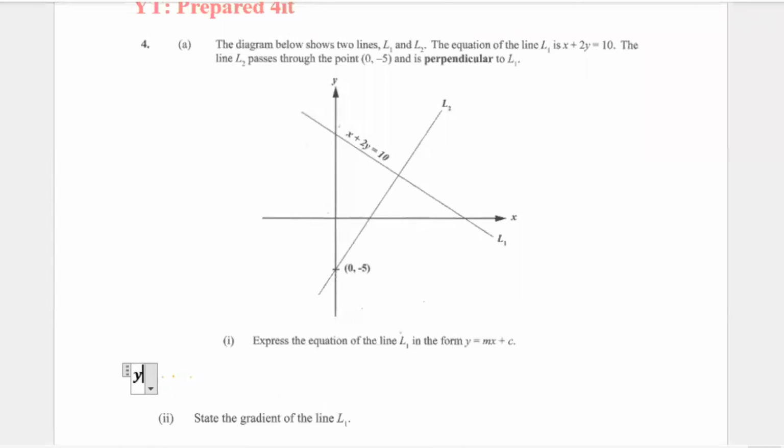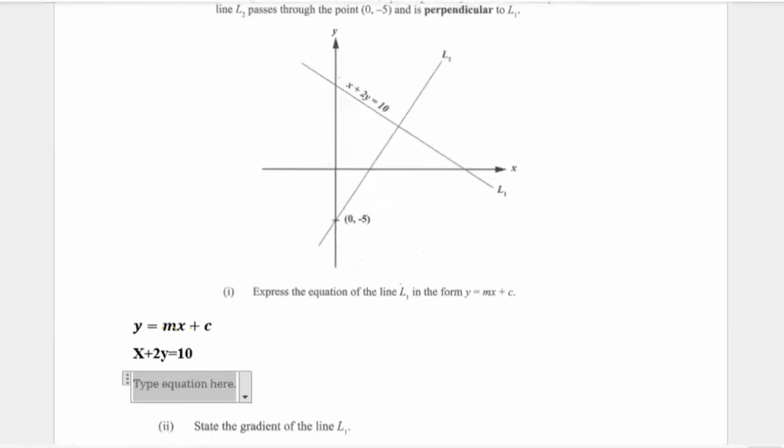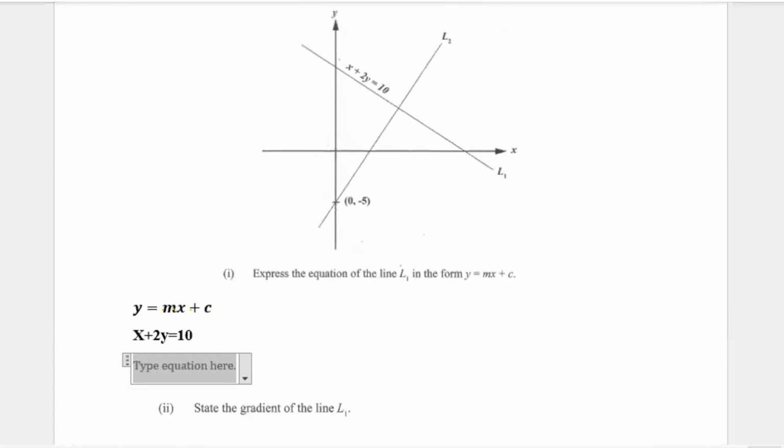So if we have y is equal to mx plus c, very good. Our equation is x plus 2y is equal to 10. We're making y the subject of the formula. The first thing that we're moving is our x. Our x is positive here, so when it comes across, it is negative. We're subtracting x from both sides of our equation. So it is minus x plus 10.